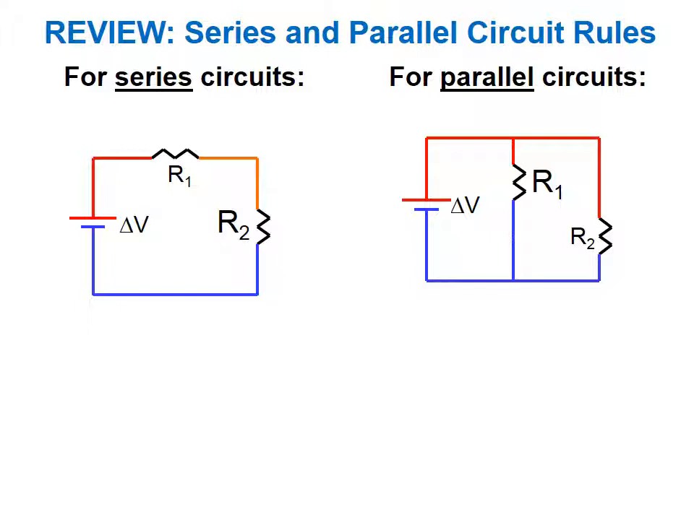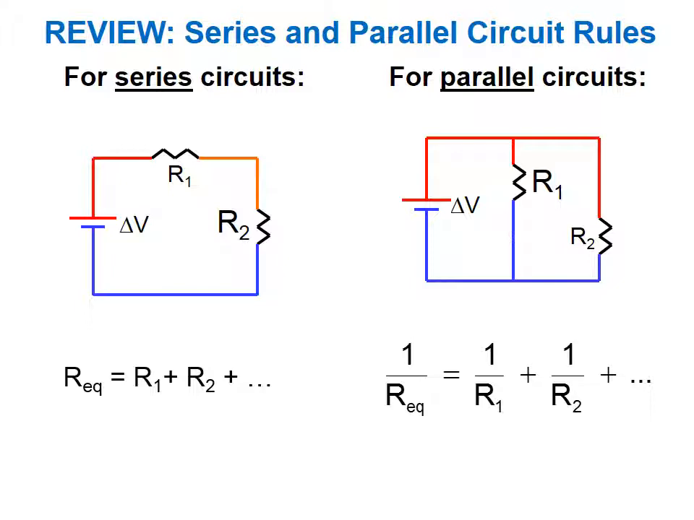Let's review series and parallel circuit rules. We have on the left a series circuit. We have on the right a parallel circuit. In a series circuit, the resistors are in a one after the other fashion, and the equivalent resistance is found by summing the resistors. In a parallel circuit, the resistors are in a parallel sort of combination, and the equivalent resistance of that portion of the circuit is found using what I call the 1 over relation.